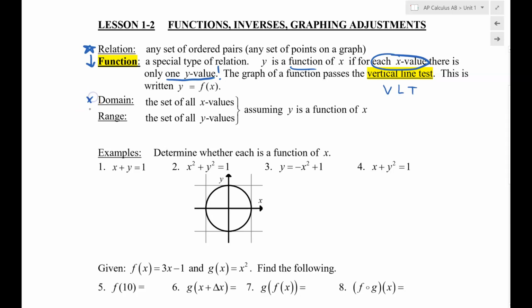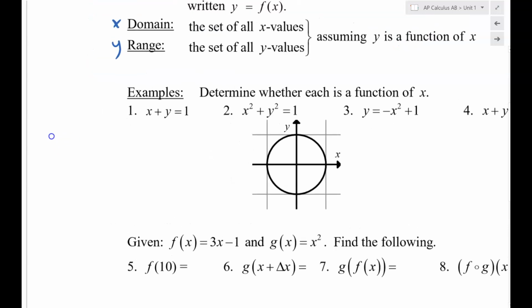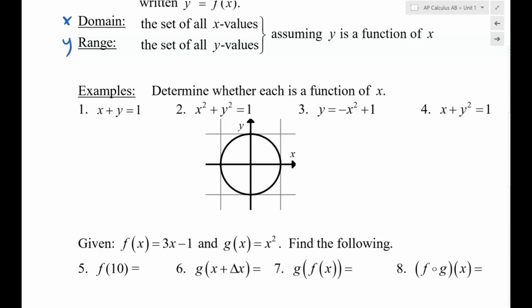Then domain and range, you guys know, right? Domain, these are your x values. Range is the y values. So what we're going to do first is, we're given in the examples here some equations and some graphs, and we want to determine, is this a function of x? The first example we have here is x plus y equals 1. It's easiest to look at if it's in slope-intercept form, so I'll rewrite this as y equals negative x plus 1.